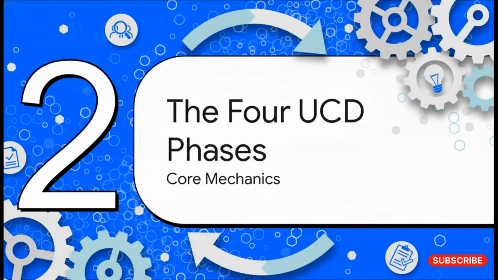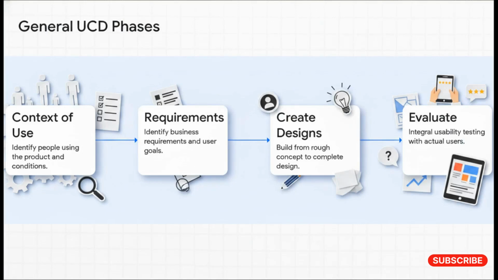Okay, let's dive into this next part. Section 2, the 4 UCD phases. So the roadmap generally follows a pretty reliable, continuous rhythm. Specifying the context of use, clearly defining the requirements, creating the actual design solutions, and finally evaluating those designs. It's a highly structured framework that basically keeps teams from wandering off track.